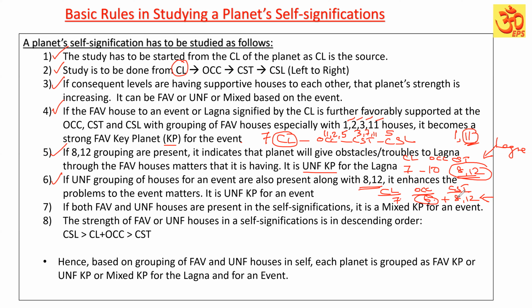Just suppose 8 and 12 is not there. 7th lord occupying 6th house. It is showing weakness, yes. But that is not indicating strongly unfavorable or trouble-giving houses to the Lagna because of the absence of the 8 and 12. And of course, no further grouping to the 6th house also. Other unfavorable grouping also not there in the 6th.